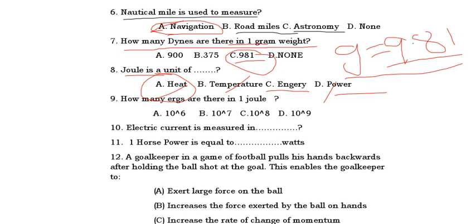Then next is energy. Energy units are joules only. How many ergs are there in 1 joule? 10 to the power of 7. How many ergs are there in the joule? 10 to the power of 7, guys.